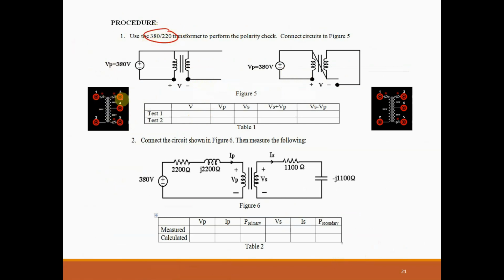This is a multi-tap transformer. If I took the output from here, I will have 220. So we have to know the dot of this transformer. It means to say, let us say we put 380 here, connect 380. And from here, we connect a jumper wire, and we will measure the voltage here, plus or minus.